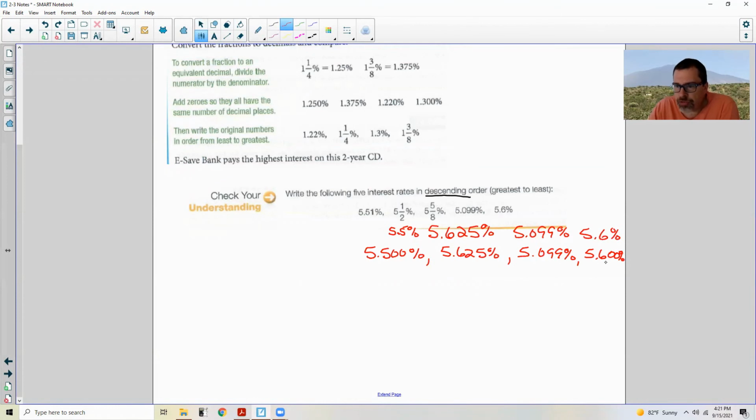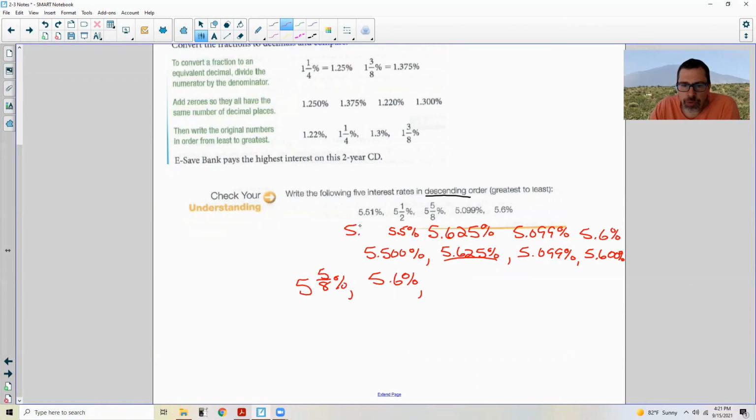Okay, greatest. 5.5, 5.6, this is greater than that. 5.62, 5.0, 5.6. This is the largest. 5.625% was the 5 5/8. So listing them in greatest or descending order would be 5 5/8%, followed by 5.600, which is 5.6% in the original format. And then we go to 5.5.